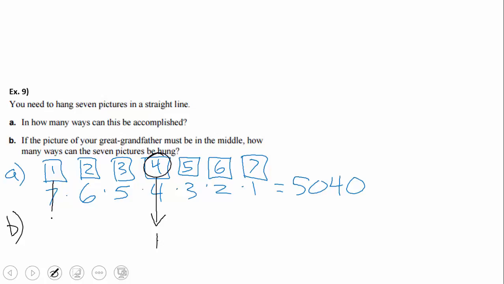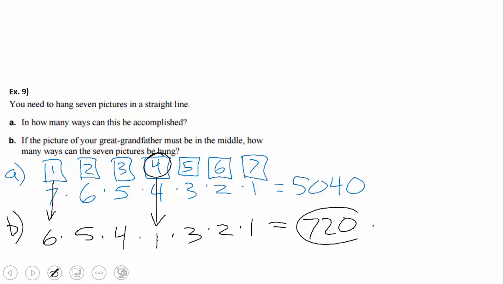So how many could be hung here in the first spot? Well, that's right, only 6, because we already used the great-grandfather. And then 5, and then 4. Only one way to put one in the middle. And then there's 3, and then there's 2, and then there's only 1 left again. So now we have 6 times 5 times 4 times 1 times 3 times 2 times 1. And that leaves us with only 720 ways. So just putting one picture in the middle decreases the number of ways we can hang the rest of our pictures down to 720. Pretty amazing stuff.